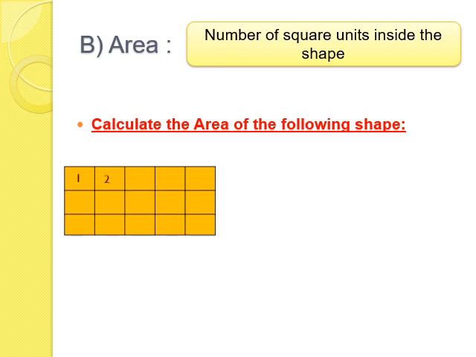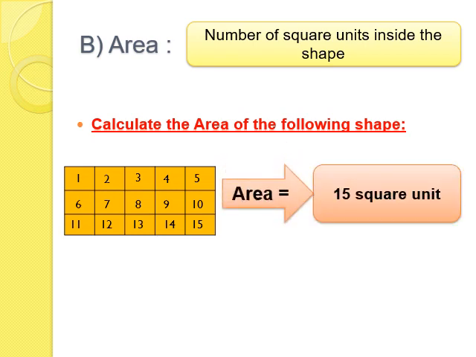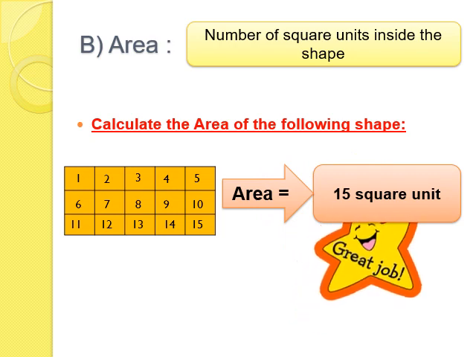Let's count: 1, 2, 3, 4, 5, 6, 7, 8, 9, 10, 11, 12, 13, 14, 15. So the area of this rectangle equals, super, 15 square units. Great job.